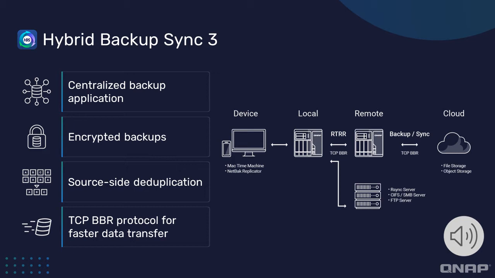The Hybrid Backup Sync 3 interface is broken up into 6 sections that are navigated between by selecting the section's corresponding tab on the left side of the window. These sections include Overview, Backup and Restore, Sync, Jobs, Services, and Storage Spaces.